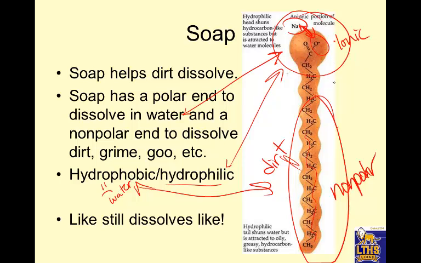And so what soap does is it brings polar things together with non-polar things, dirt, grime, goo, and then those things mix together and get pulled off your skin. Like still dissolves like. It's just that the soap molecules have both parts to them, and so they can bring things together.